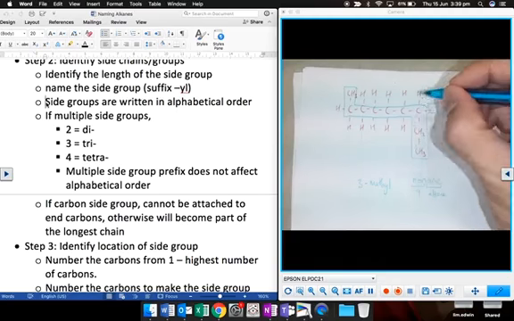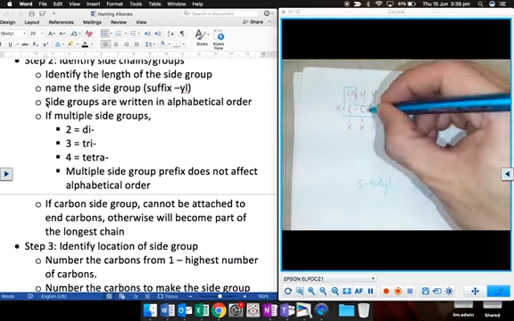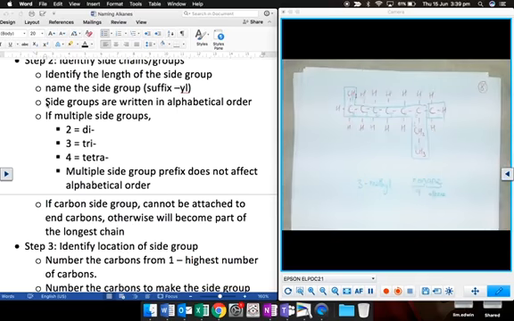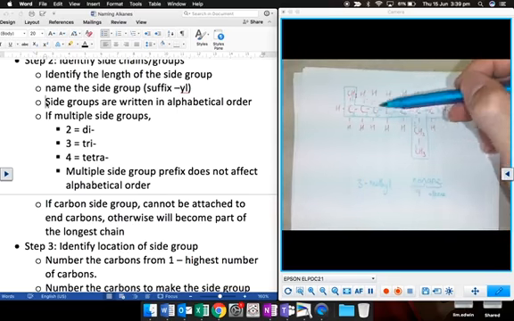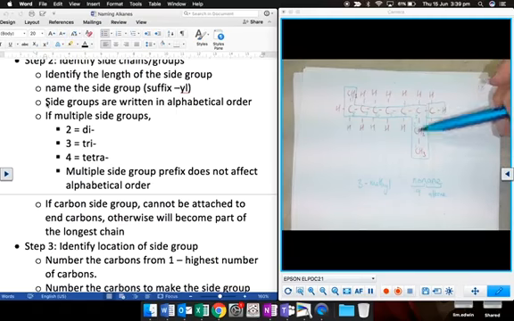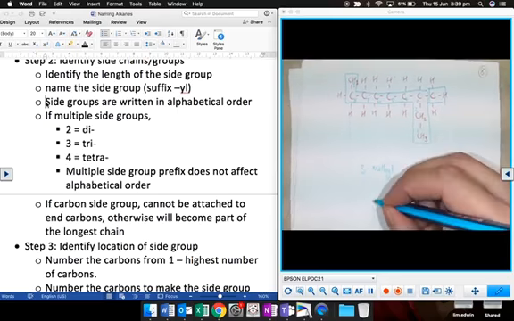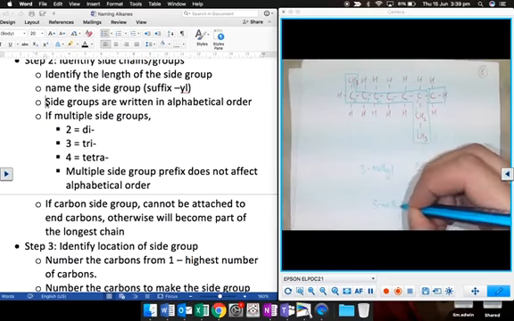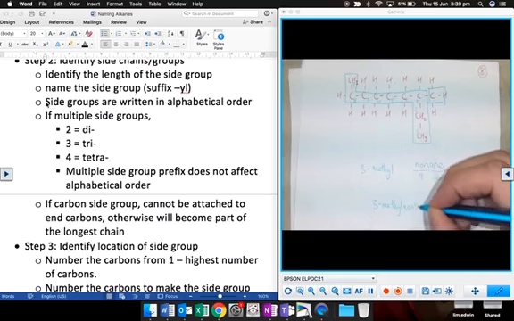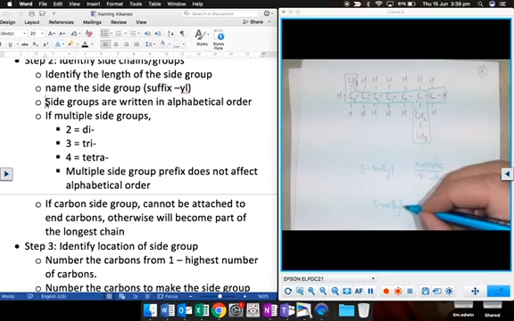1, 2, 3, 4, 5, 6, 7, 8, 9. Or it could be 1, 2, 3, 4, 5, 6, 7. So it's either 3 or 7. It's going to be a 3. So we have the final name, 3-methyl nonane. Notice how I've got no space between the L and the N there. It's one word, 3-methyl nonane.